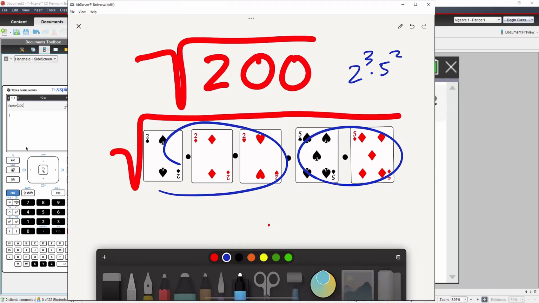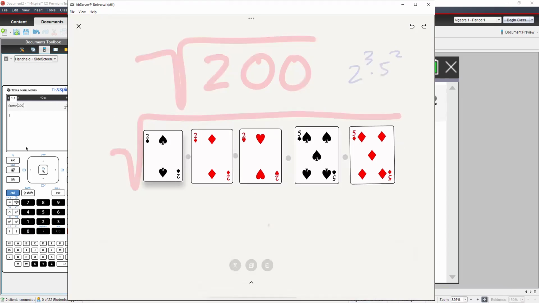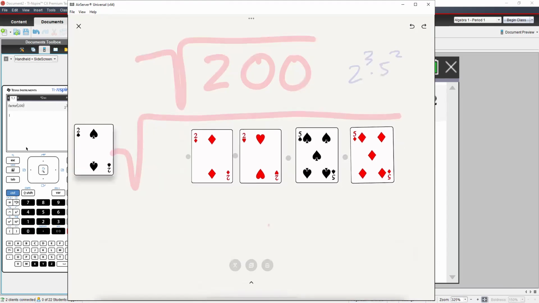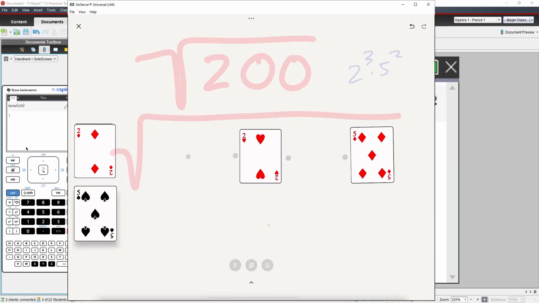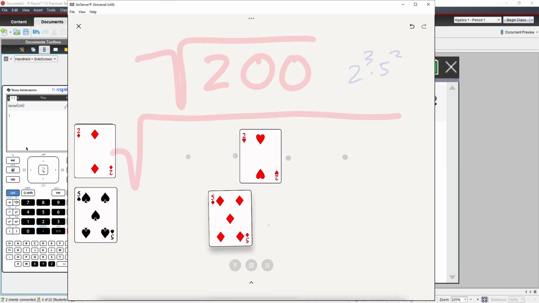Now, when you're looking at this, you want to take all of the pairs that you can find and pull them outside the radical. So let me show you. Here's a 2, and here's another 2, a pair, so I'm going to put these together. That's one. Then I get the 5 and bring it here, and since there's a pair of 5s, I bring this here. And then I'm done.